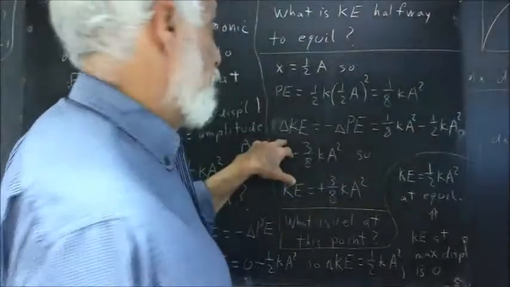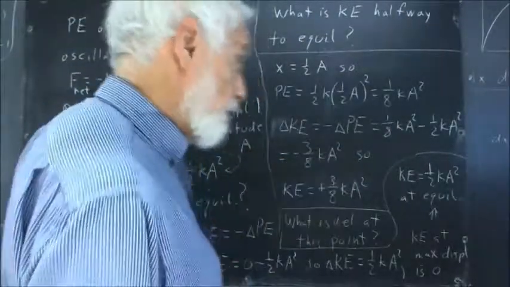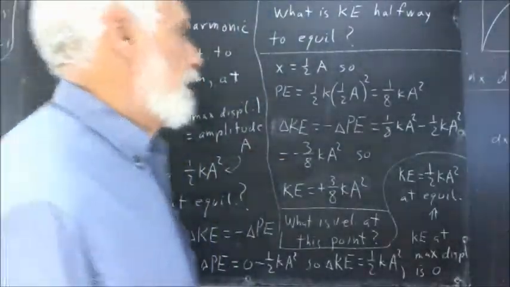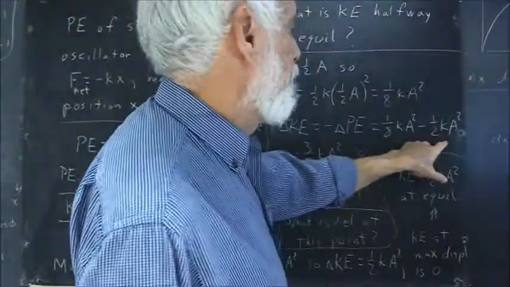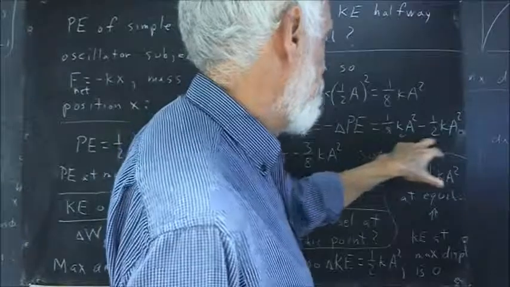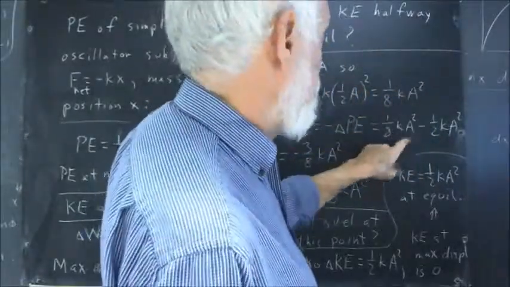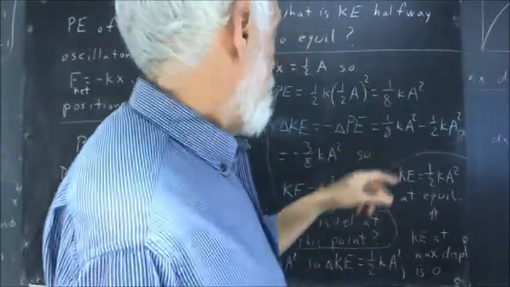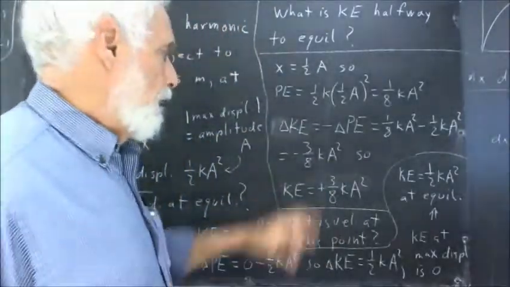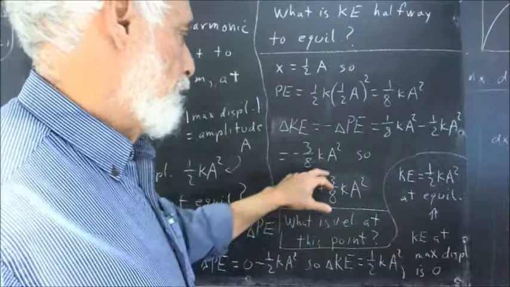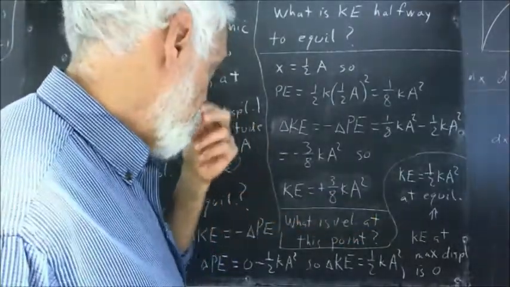Okay? Now the change in potential energy is equal and opposite to the change in kinetic energy. That's then going to be the new potential energy, 1/8 Ka squared, minus the old, 1/2 Ka squared, and that's going to give us negative 3/8 Ka squared. And it follows then that the kinetic energy is 3/8 Ka squared.